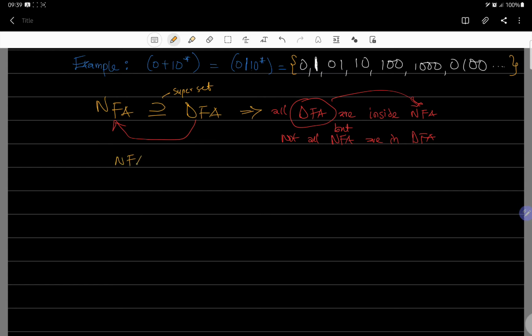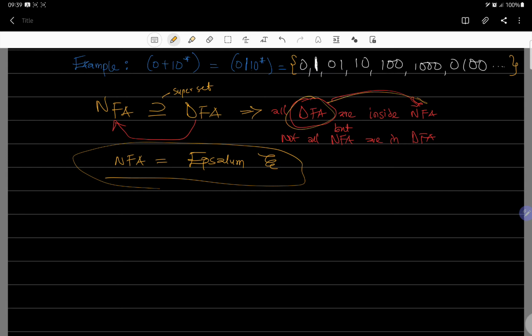NFA contains epsilon, the empty member, meanwhile DFA doesn't. So whatever is in DFA is definitely inside NFA. DFA doesn't have epsilon, but NFA has it. So that's a difference there.